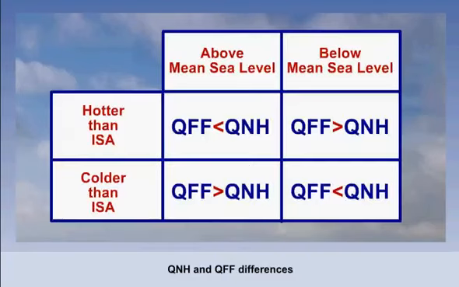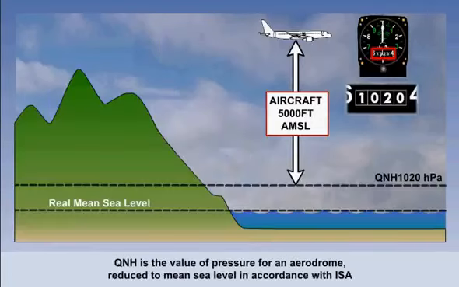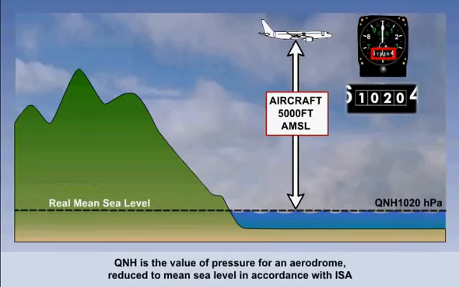Lastly, here is a summary diagram to show the relationship of QNH and QFF in all conditions. Even though QNH does not accurately measure sea level pressure unless the atmosphere is ISA, we have to use it as mean sea level because our altimeter is calibrated using ISA conditions. We will of course be in error, and later in this lesson we'll see how to calculate this error. From now on, let's assume that QNH is mean sea level pressure, even though we know otherwise.